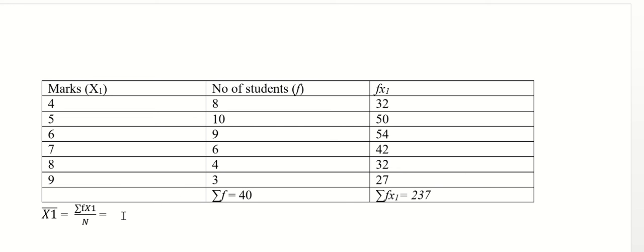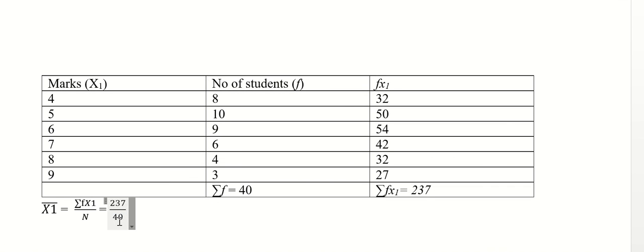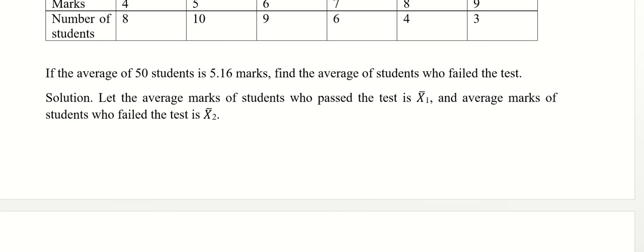Here I am calculating mean 1, the average marks of the students who passed. I will put the values into this formula. The summation of fx is 237, divided by n, which is 40. So the number of students who passed the exam is 40, and the number of students who failed would be the remainder, because the total number of students was 50, as given in the question.